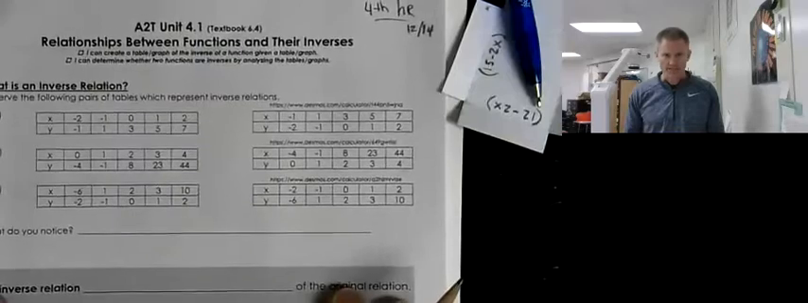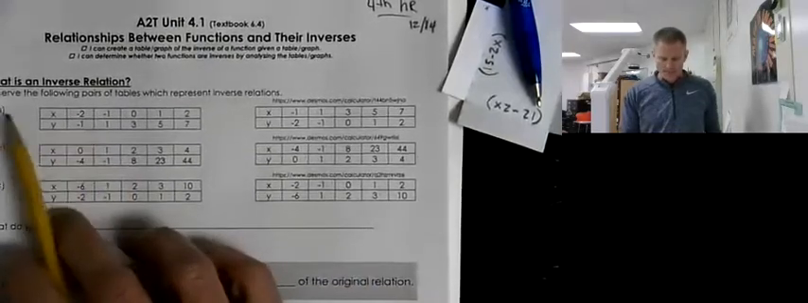This is Algebra 2 and Trig. We're working on Unit 4.1. These are relationships between functions and their inverse. So the first thing we're going to notice here is that we have a table.